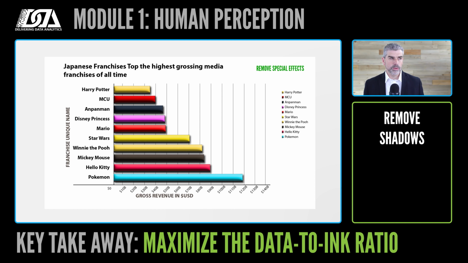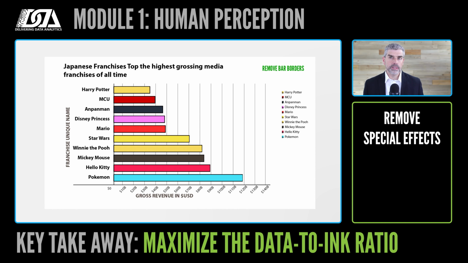Now we're going to start removing the special effects from the bars. The bars have a bevel and emboss. They also have a shadow on them, so we're going to remove all of those. Really, we're just left with the border.